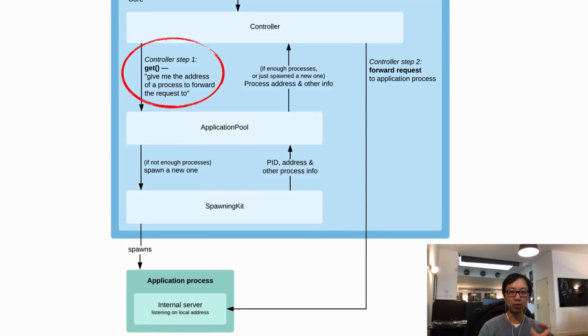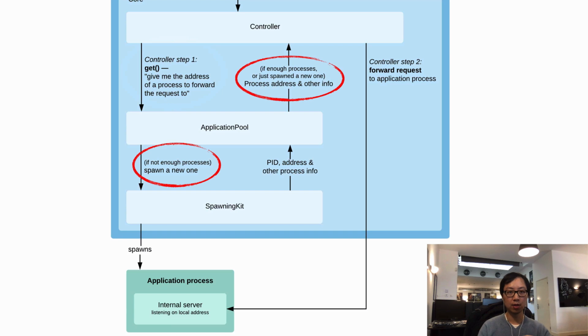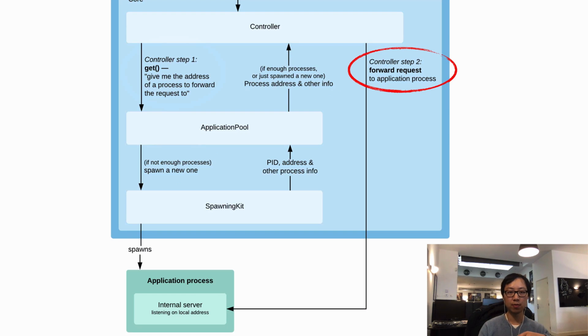And here you see the controller performing the interaction with the application pool as I described before. It asks the application pool, give me the address of a process I can forward the request to. Then depending on whether there are enough processes around, the application pool will either immediately return the requested information or spawn a new process through spawning kit first. The controller then proceeds to forward the request to the application process.